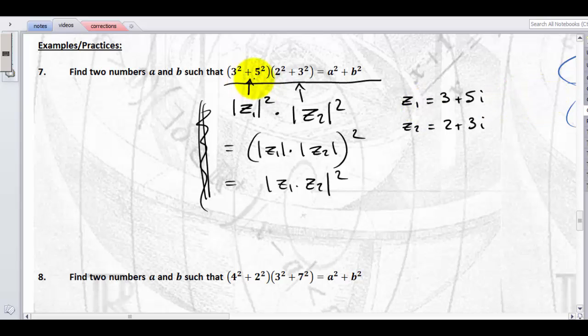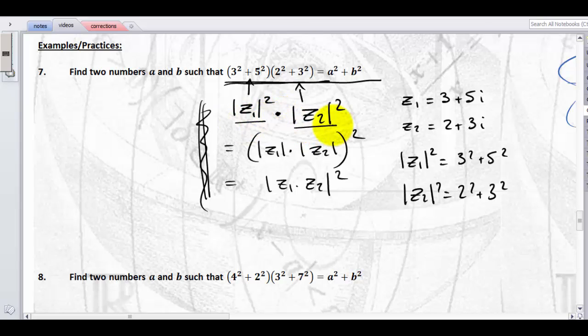So in this case, what is the modulus of z1 squared? It's 3 squared plus 5 squared, right? And the modulus of z2 squared is 2 squared plus 3 squared, right? So on this side, you have the product of the squares of the moduli. On the right side, I know the product of the squares of the moduli is supposed to be this. So how about I figure out what z1 times z2 is?